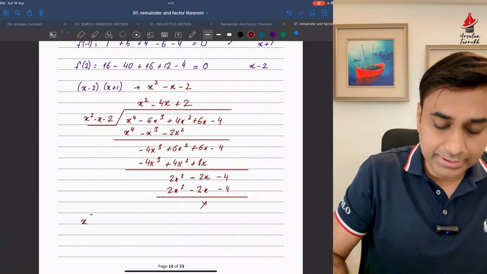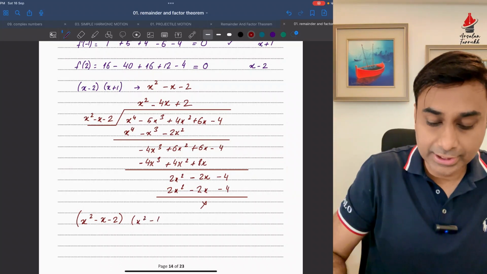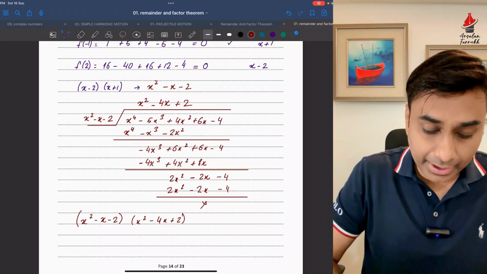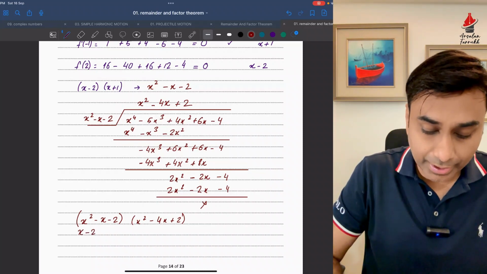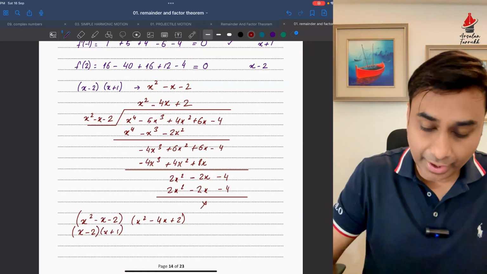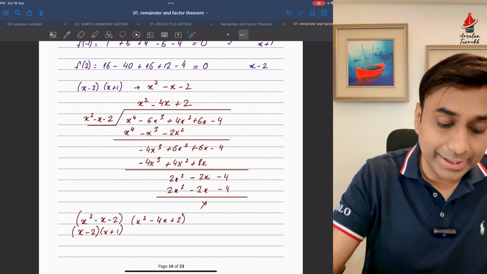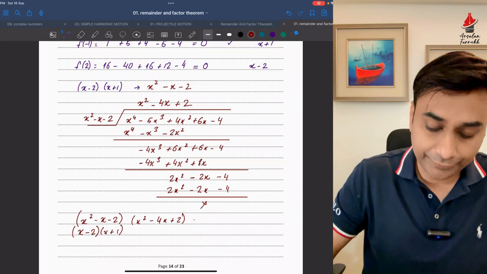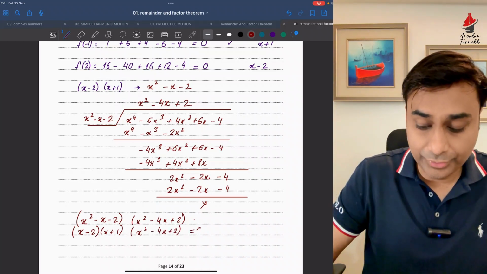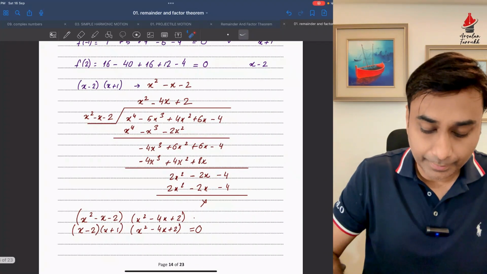So one of the factors is x squared minus x minus 2, and the other factor is x squared minus 4x plus 2. I already know the factors of x squared minus x minus 2, which were originally x minus 2 and x plus 1. And then I can try and factorize the other term as well. But in this case, this term is not getting factorized, which means that if you had to find factors, you will stop here.